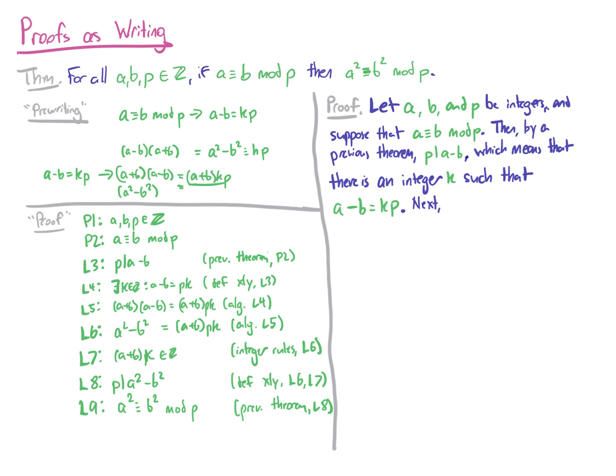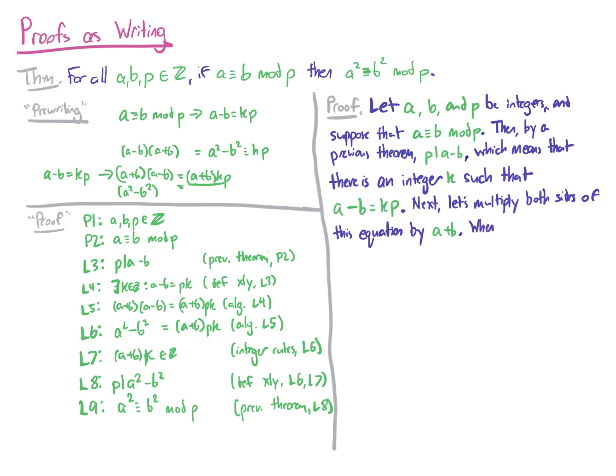Next, and because this is a tricky step where there's some algebra going on, it's helpful to tell your reader that you're about to do something specific. So what I'm going to say here is next, let's multiply both sides of this equation by a plus b. So I'm not in a rush. I'm taking my time to telegraph to my reader what I'm doing.